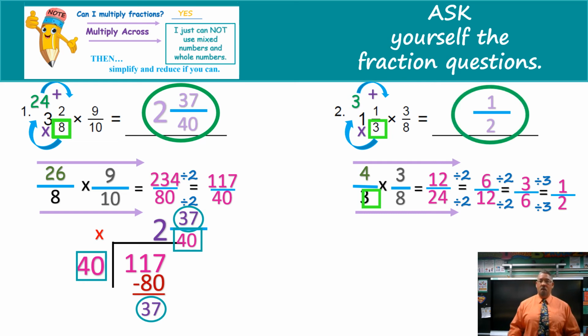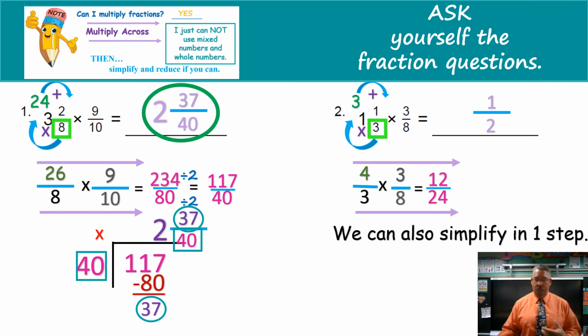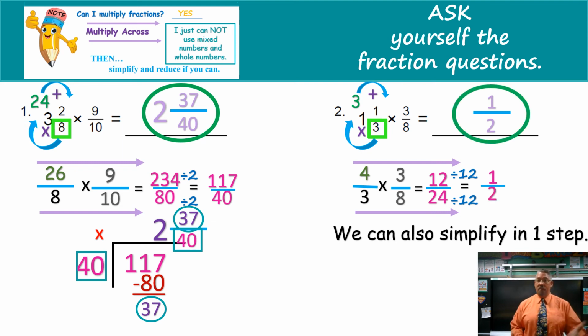Right? But some of you are like, well, I saw it a different way, and it's okay to see it in a different way. You can simplify, you can reduce in one step. If you see that 12 will go into 12 and 24, reduce by 12s. There's nothing wrong with that because 12 goes into 12 one time and 12 goes into 24 two times. Notice we still get the same answer.